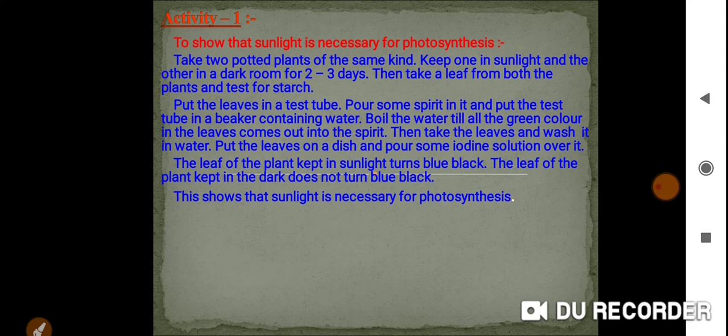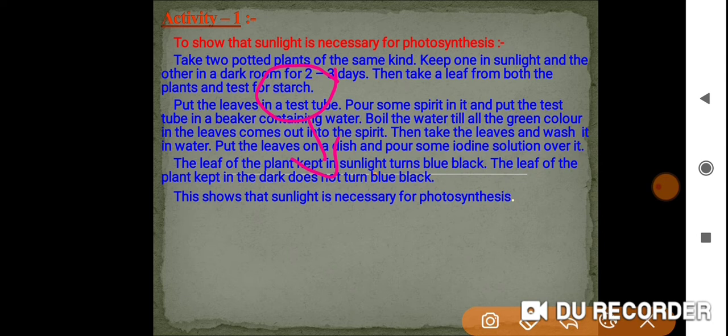Okay, yes, take two potted plants of the same kind, keep one in sunlight and the other in a dark room for 2 to 3 days. Then take a leaf from both the plants and test for starch. Why do we need to test for starch here? This is very important. Why do we need to test for starch?